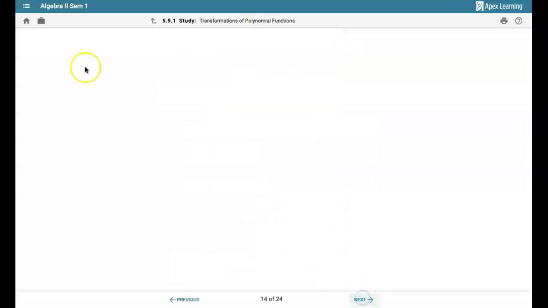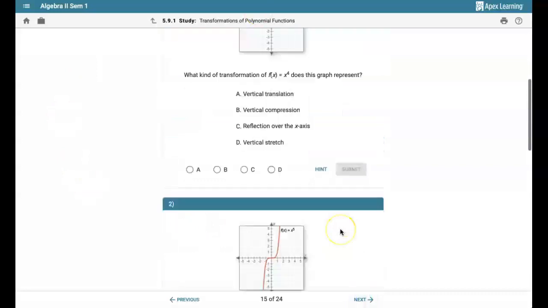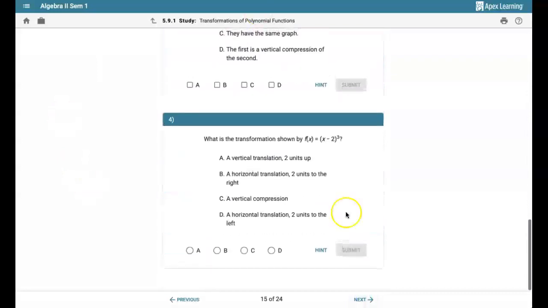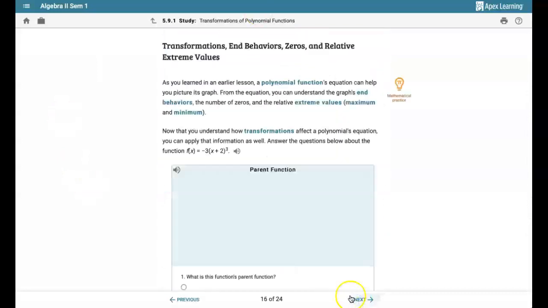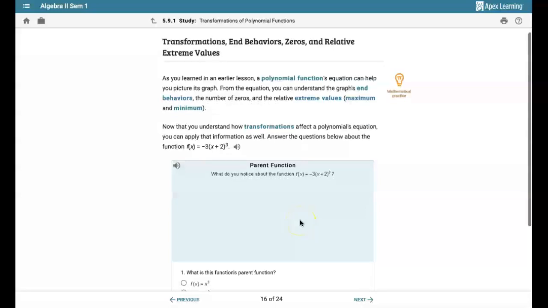All right, I'll let you work with those. And again, multiple choice questions here. These are going to be what you're seeing on your quiz. Then talking about transformation and behaviors and zeros, relative extreme values. So a lot of things now we're just adding on here.